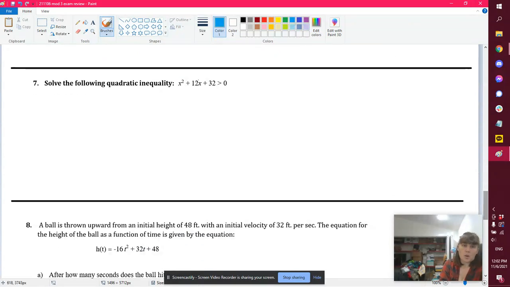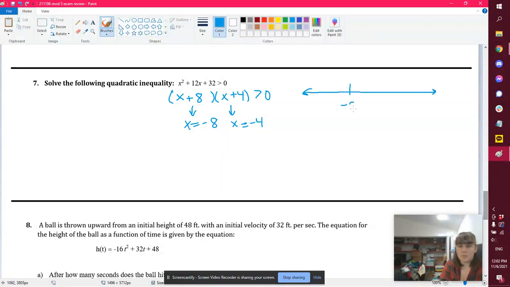Solve the following inequality. It's basically the same as solving the equation, but just with a little extra step at the back. First, I'm going to factor. I'm going to say what multiplies to 32 and adds to 12. That is 8 and 4. I then turn these into their x-intercept form. Now is when I do this number line thing. I say my two x-intercepts, my two places where this actually equals 0, are -8 and -4.